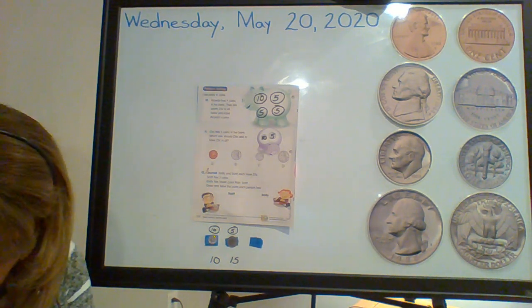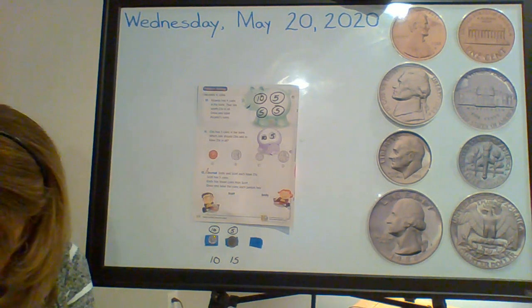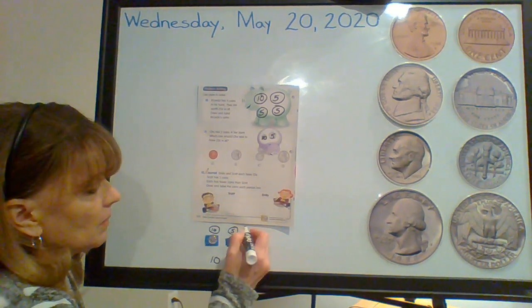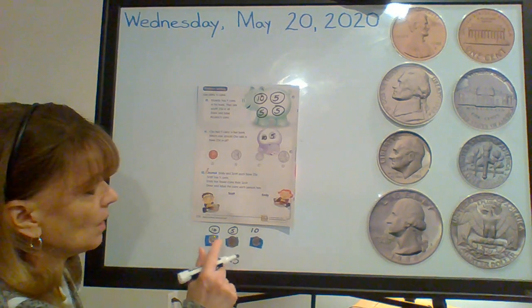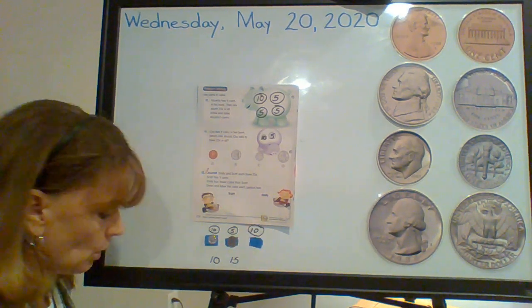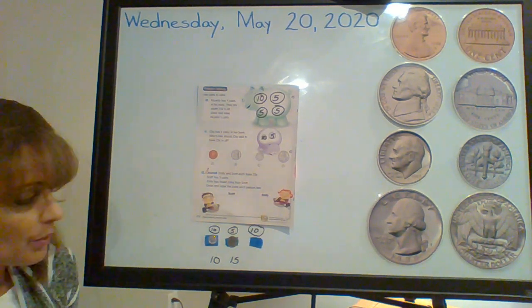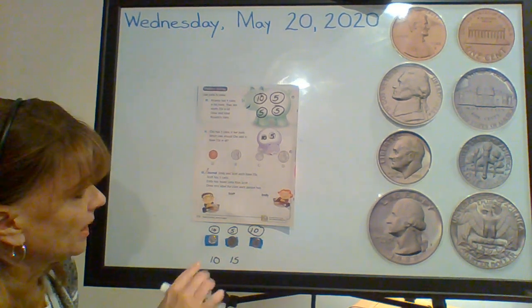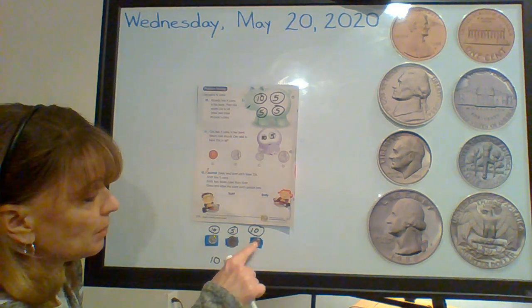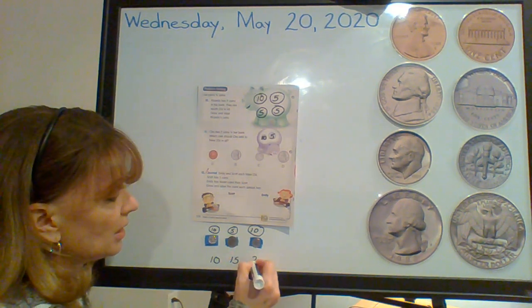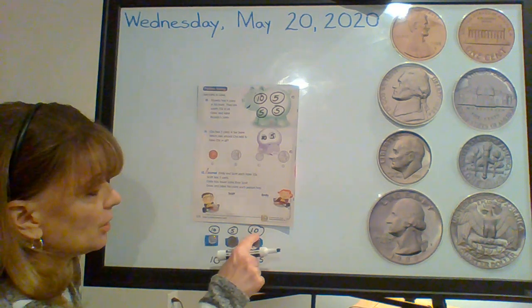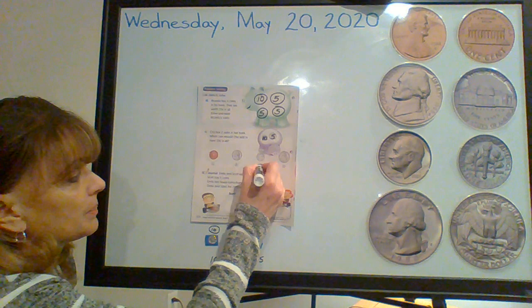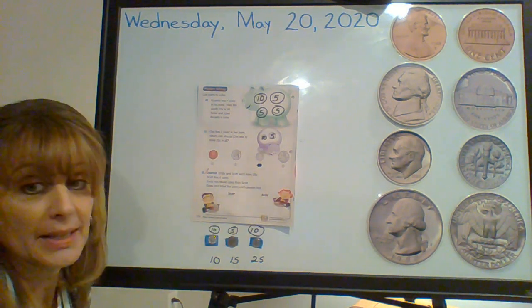So let's try a dime. Well, ooh, let's grab another one. Hope it sticks better. 10, 15, plus 10 more is 25. 10, 20, 25. So this is the one I want, the dime. Make sense?